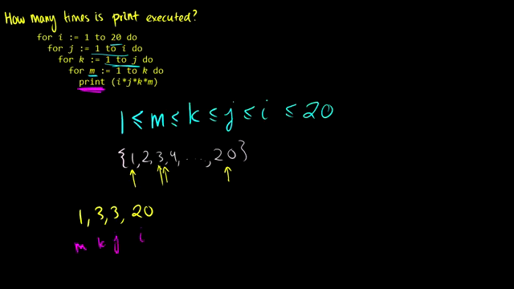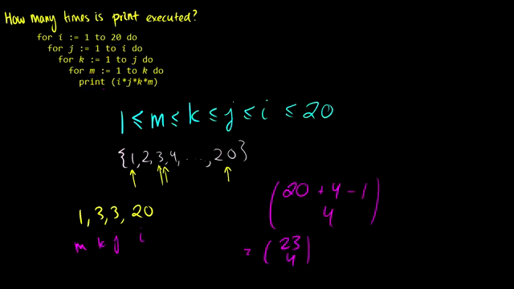So what's the formula for choosing 4 from 20? Well, it's like having 20 boxes, then taking 4 balls and putting them in the 20 boxes. So our end result is going to be 20 plus 4 minus 1, choose 4, which is the same thing as 23 choose 4. So this is a more abstract problem. So once again, let's quickly run through it.